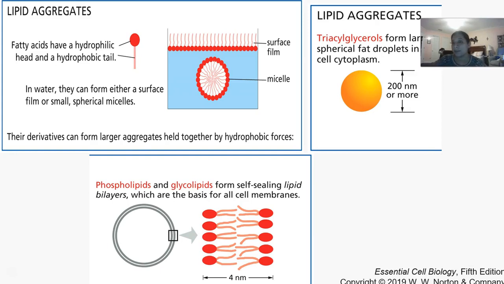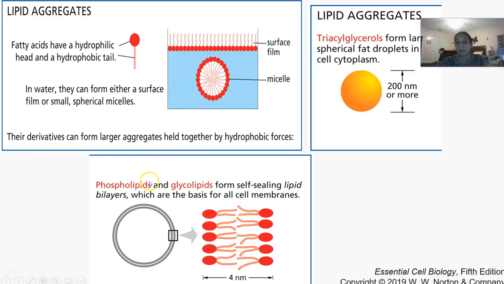Now, anytime you have lipids and you put them in some type of aqueous environment, they are going to form some aggregates to create a stable structure. So they could create a surface film where the phospholipid heads are interacting with the water and the hydrophobic tails are sticking out. They can create micelles where all the hydrophobic tails are interacting inward, keeping the water molecules out and creating these ring structures or round ball structures. They can also create other things as well. They can form larger aggregates also.